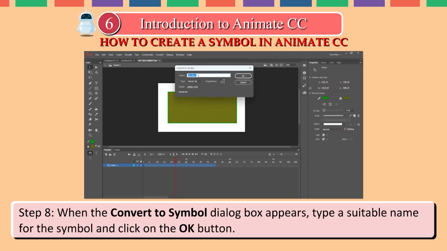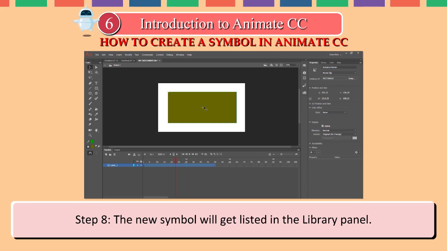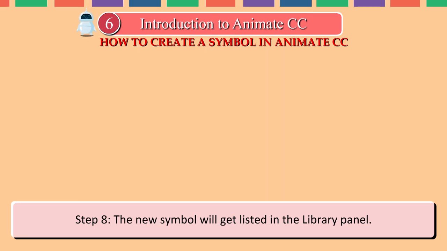Step 8. When the Convert to Symbol dialog box appears, type a suitable name for the symbol and click on the OK button. The new symbol will get listed in the Library panel.